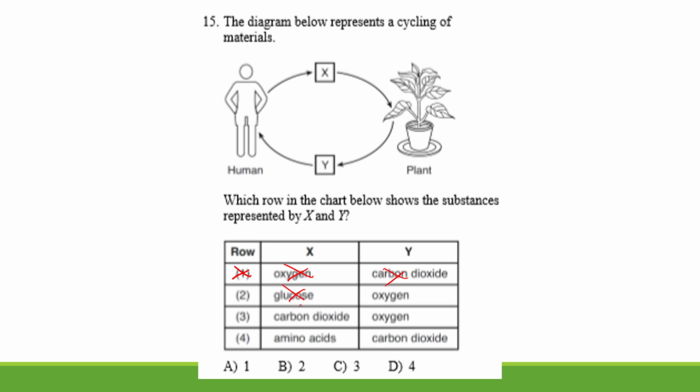The human giving off carbon dioxide, the plant taking carbon dioxide and giving off oxygen, the human taking oxygen, giving off carbon dioxide. That looks right. Let's check the last one. The human giving off amino acids, the plant giving off carbon dioxide. We already know that it's not going to be carbon dioxide here. So we are narrowed down to 3, choice C being our only viable answer here.